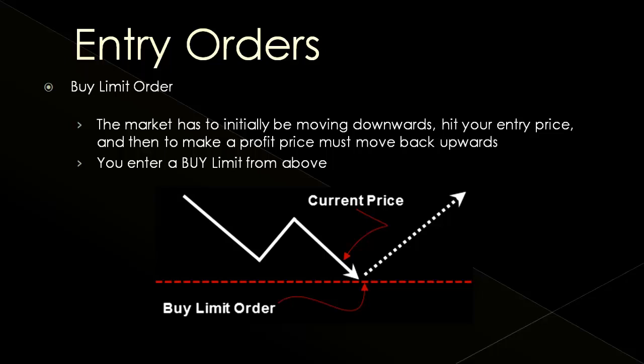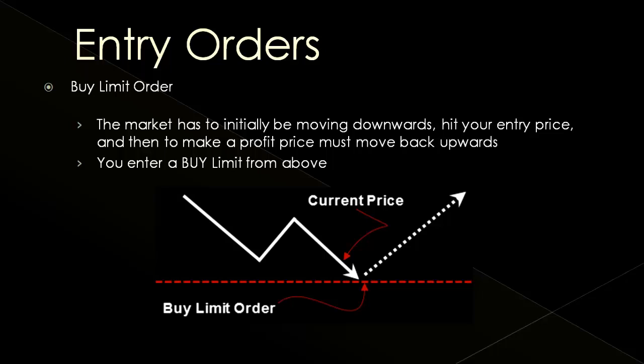You always enter a buy limit order from above. As you can see on the image on the chart, I've got the white solid arrow, which represents the current price. Price is moving downwards, and when it encounters our red dashed horizontal line, which represents our buy limit order, we're expecting price to reverse and continue moving upwards. So in order for us to make a profit on this trade, price will need to fall, hit our buy limit order, and then move upwards.